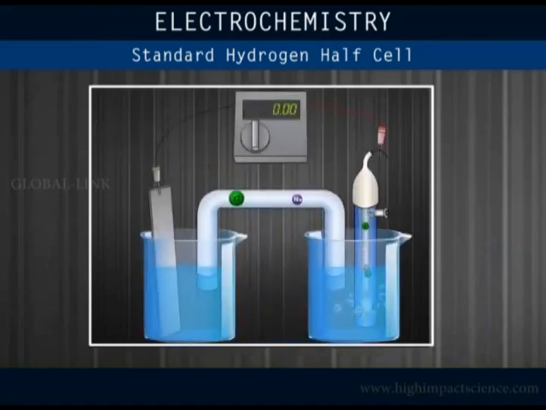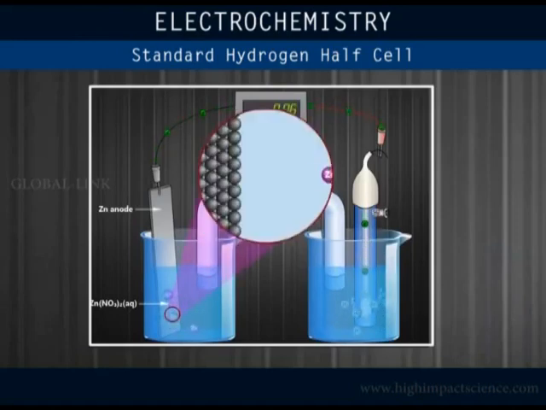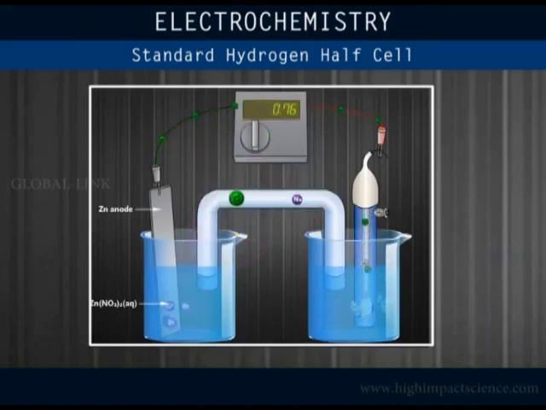So here, we have a zinc half cell connected to the standard hydrogen half cell. The electrons are moving from the zinc electrode to the hydrogen electrode, and so zinc is being oxidized. The voltmeter reading is 0.76 volts, and so the standard cell potential of a hydrogen zinc cell is 0.76 volts.